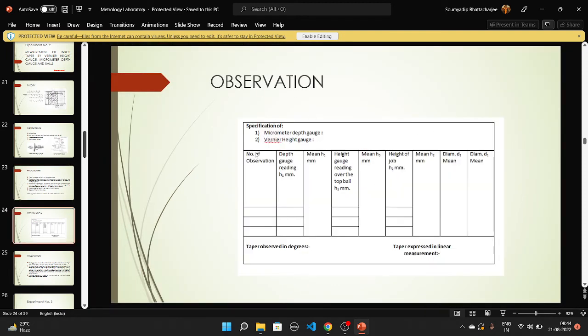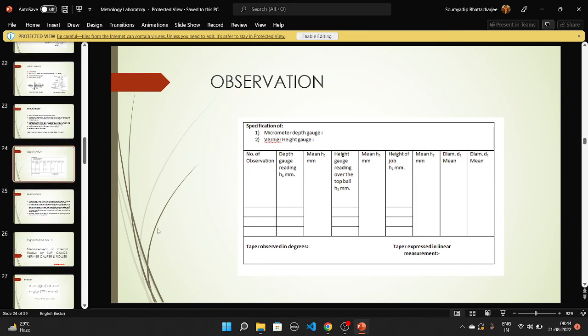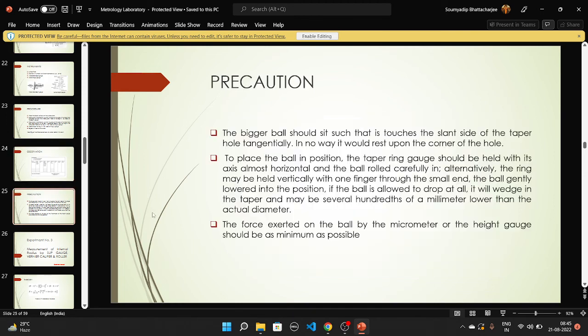Observations. There is the diameter, H1, H2, H3. And then using that, by calculation you can find out the taper. Go to the next page.